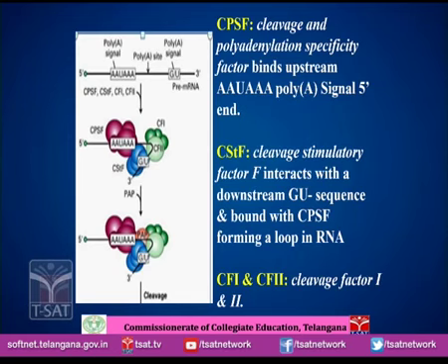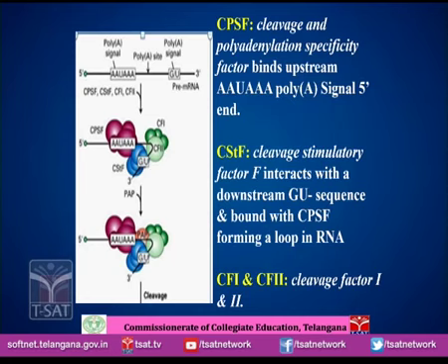Then there will be a second kind of enzyme that we can call CSTF. This is called cleavage stimulatory factor F, which interacts with the downstream GU sequences, which are located about 30 nucleotides downstream of the polyadenylation signature sequence. So, it binds to these GU rich sequences and also makes contact with the CPSF.